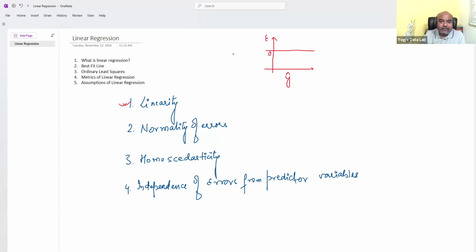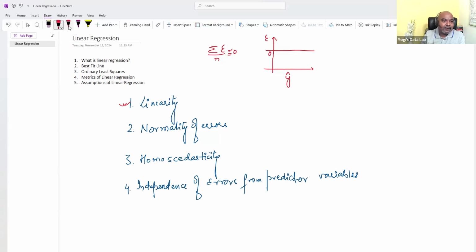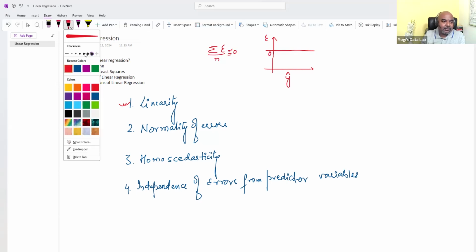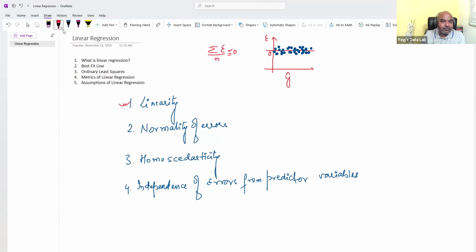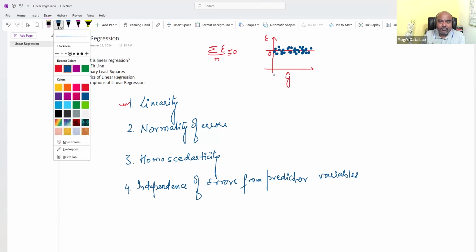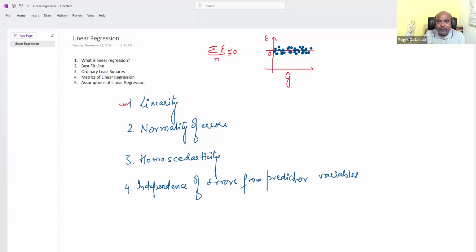What we want is that the average error should be approximately equal to 0 and your errors should be plotted something like this. The average line of your errors, which you'll see now, should be parallel to your x-axis.